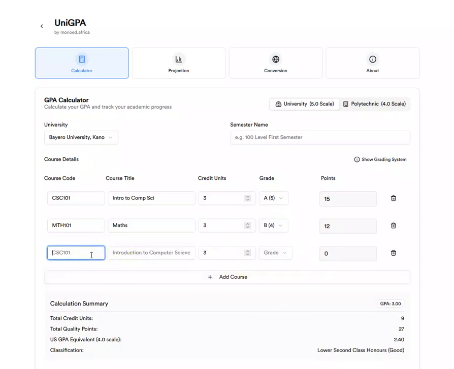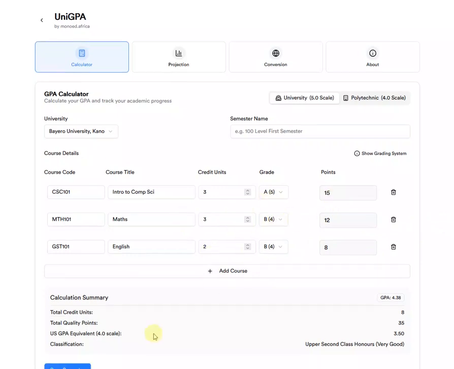Let's add another course. Let's say GSC 101 is 2 unit. Let's say English, and let's say it's a 2 unit course, right? And I got B in the course, so it's 8. So 2 times 4 is 8. 3 times 4 is 12. 3 times 5 is 15.